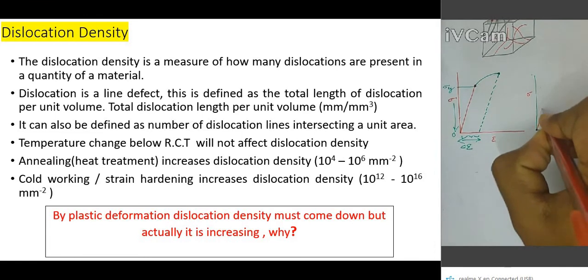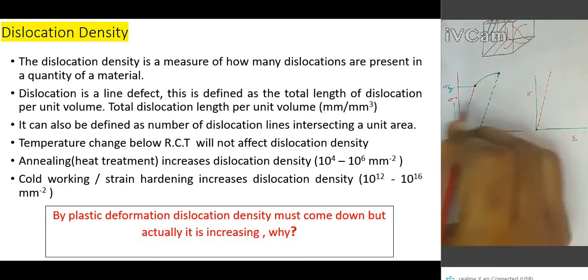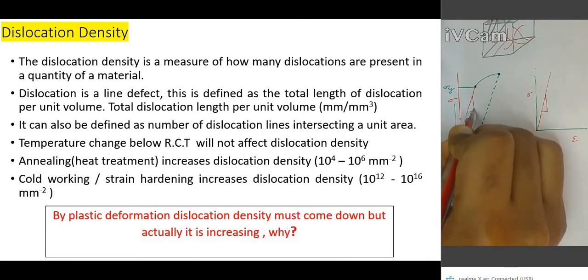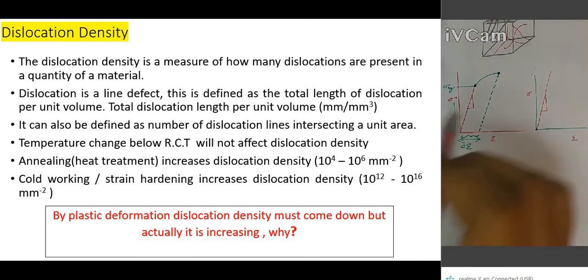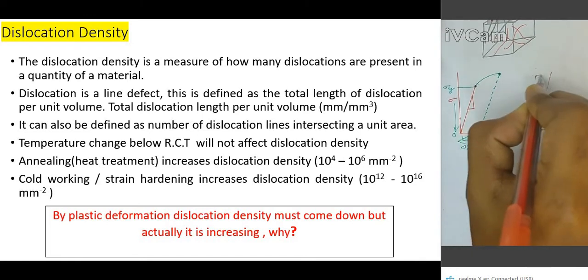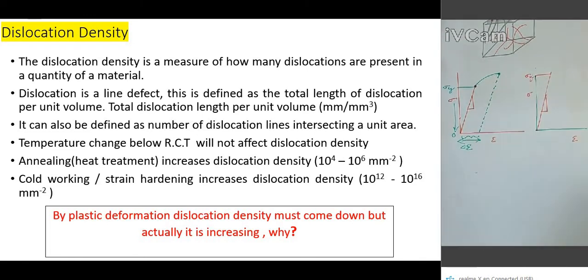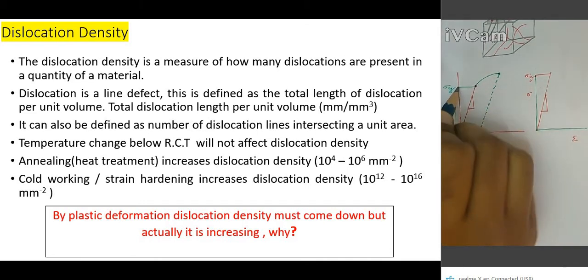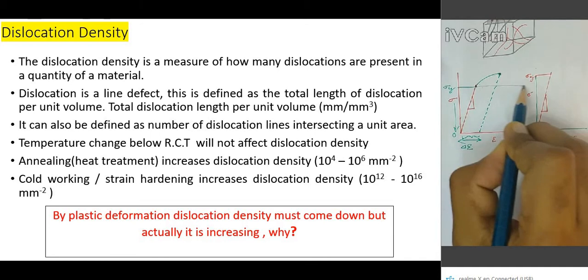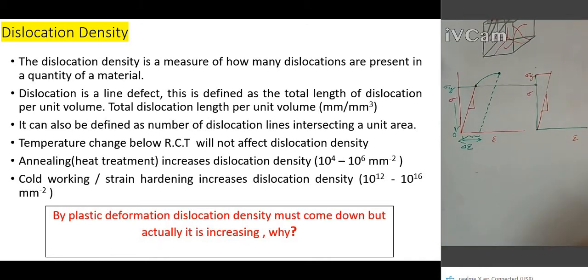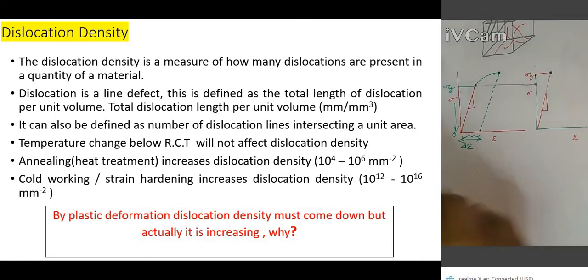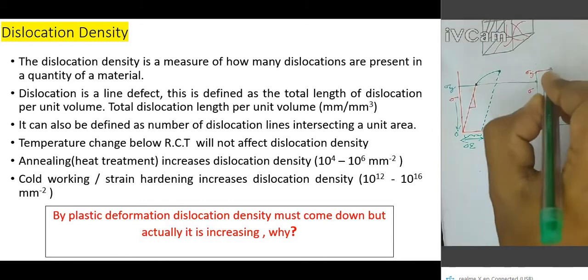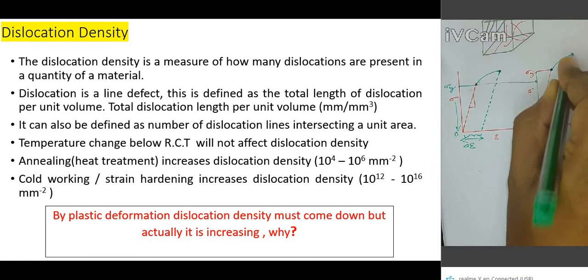The slope will be the same as in the previous case, but the yield stress will be shifted from this point to an upper point. Initially we can see this is the yield point, but the yield point for the deformed material is higher than that of the undeformed material. So this is the yield point when we test a deformed material. This is the graph for testing of a deformed material, and this is again the plastic deformation.